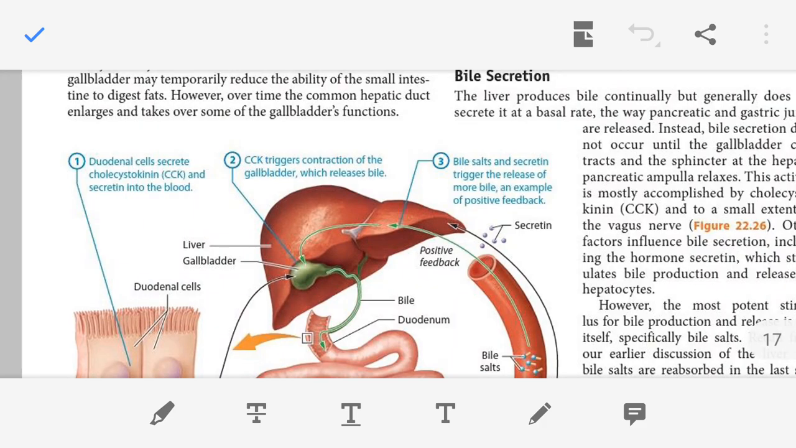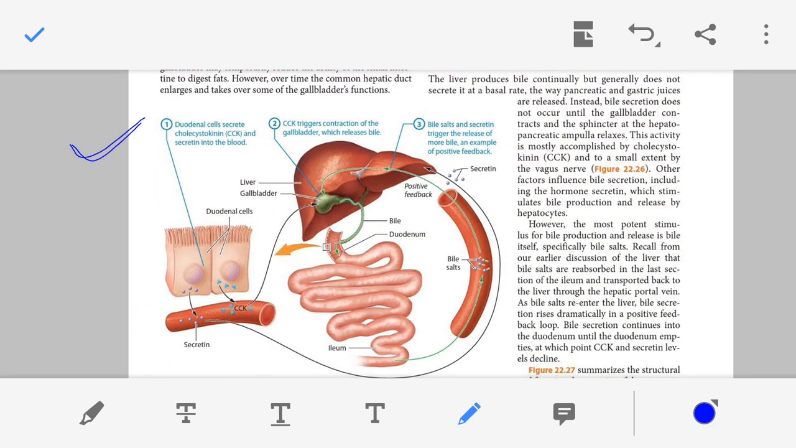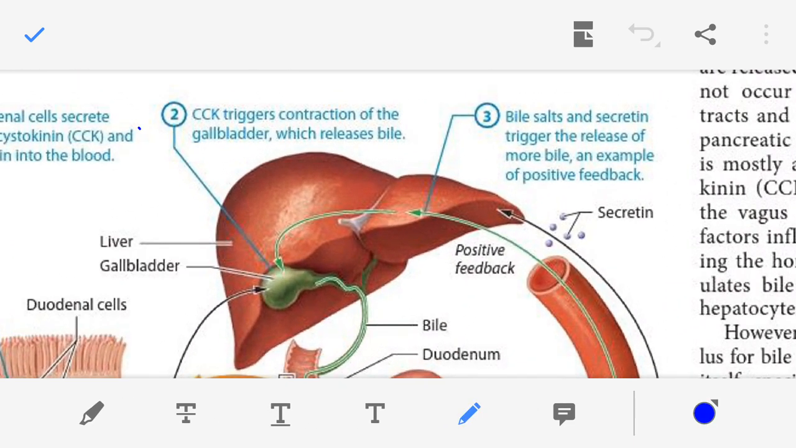See, first point, duodenal cells secrete the hormones cholecystokinin and secretin. These two hormones enter into the blood. So here the duodenal cells are shown, and from the cell you can see the secretin is poured into the blood, CCK is poured into the blood. Now you follow this black arrow where this CCK is going. So this CCK is acting on the gallbladder. What is CCK doing? CCK triggers contraction of the gallbladder, so the gallbladder releases the bile. This is one thing.